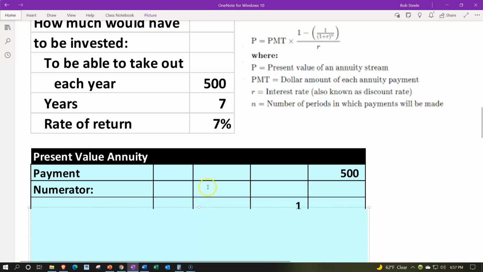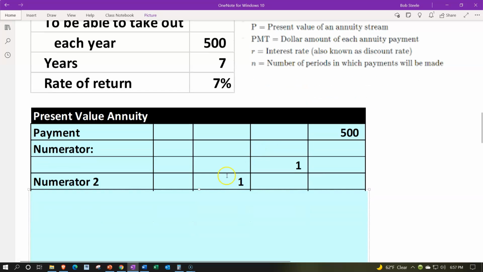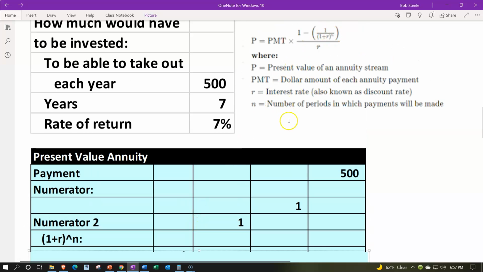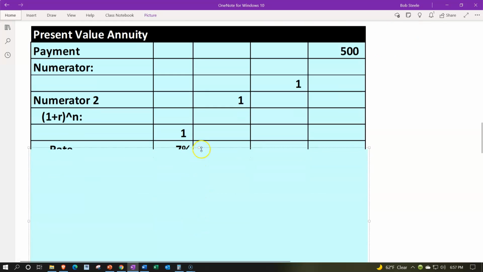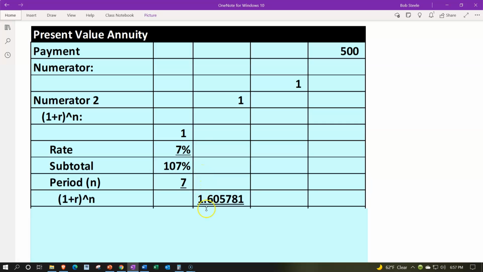Then we're going to say the numerator, which is going to be this whole numerator. I'm going to start with 1 here and then subtract out the other component, which is going to be another subcategorization, which is going to be this 1 over the 1 plus r to the n. And I'm just going to start with 1 here on the numerator. And then I'm going to pick up the denominator, which is 1 plus r to the n, which is going to be in the inner column. 1 plus r 7% is going to be 107 to the period of n.